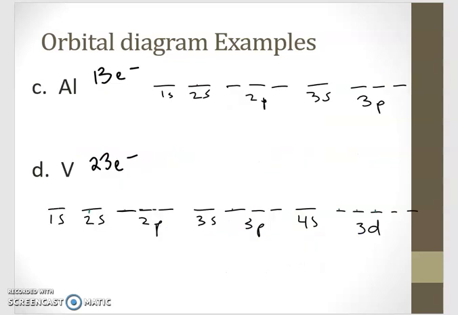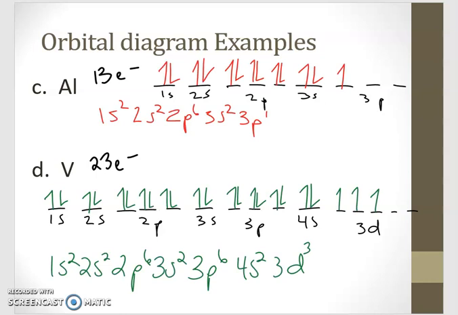Alright, so let's do some other examples on your own. So we have aluminum, which has 13 electrons, and vanadium, which has 23 electrons. I've drawn out the orbital diagrams for you so that you can take a look at what the order would be. So go ahead and fill those in and then write your electron configurations. You can pause the video and do that, and then I'll show you the answer.